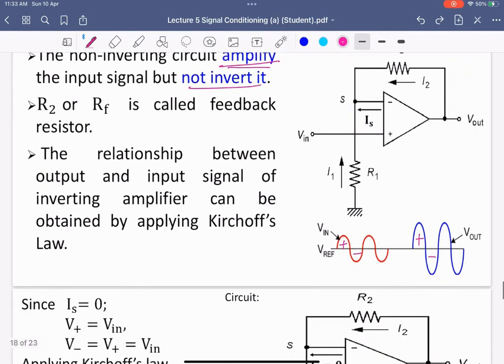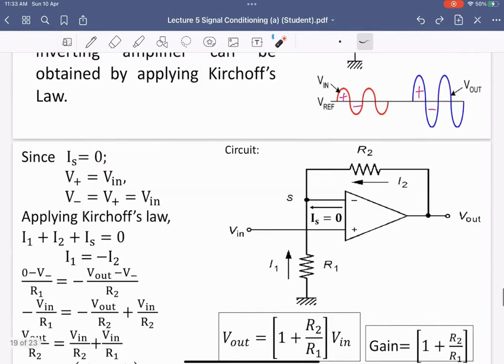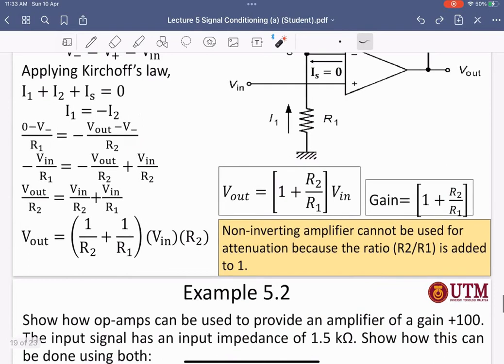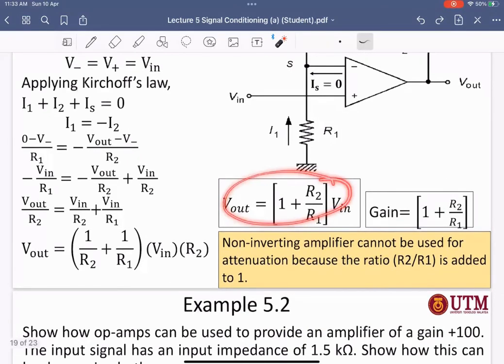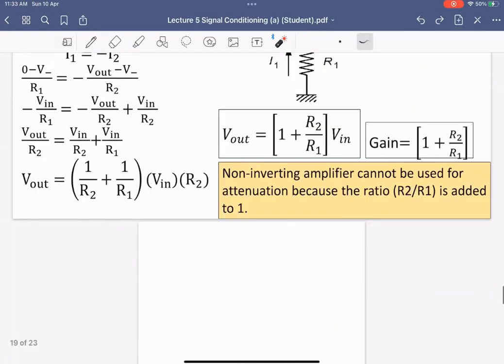Okay, so the circuit will be like this, right? The positive input you put at the V in, and the other one you just put at the ground. Okay, and then the formula will be just like this one. All right, so let me show you.